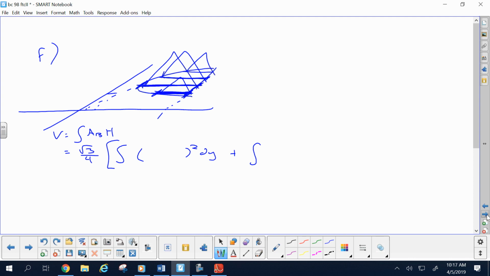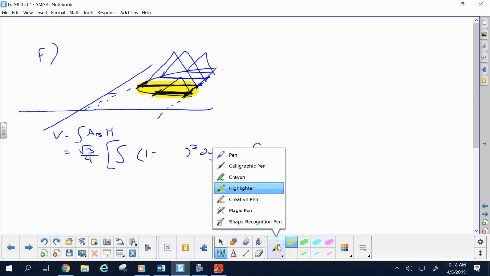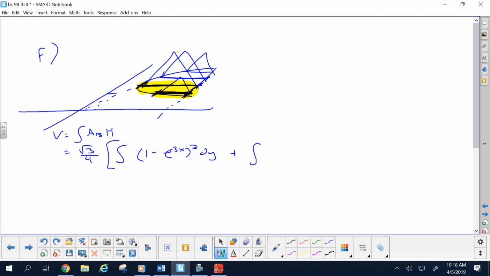Right is always 1. That's 1. Okay, so the right is 1. Right is always 1. In this lower region, left is the e curve, right? And then the other one is 1 minus x. Oops. So the problem though is I just wrote that, but it's dy. So that's no good.